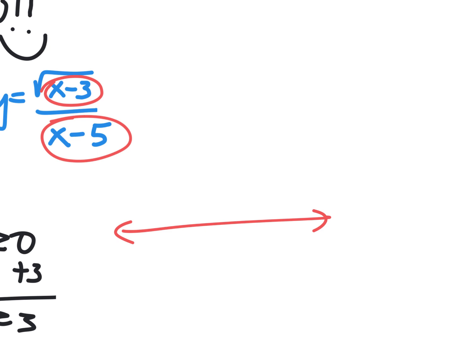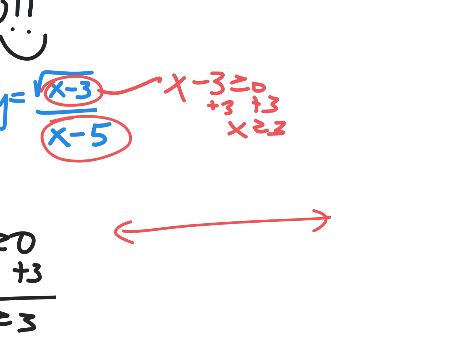All right. So this top one, you should have said x minus 3 greater or equal to 0. Add 3, x greater or equal to 3. It's a funny looking 3. I'm going to try again. There. This one, x minus 5 not equal to 0. Add 5, x not equal to 5.